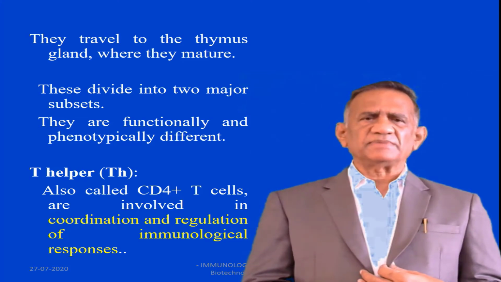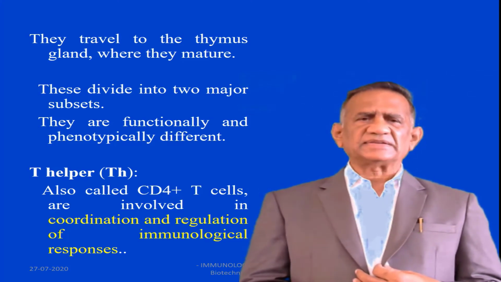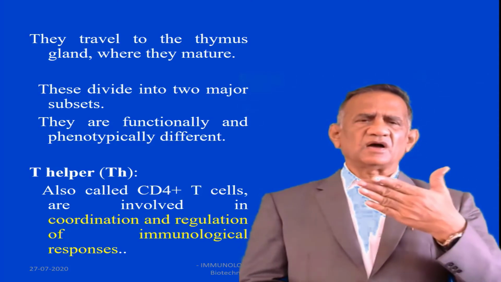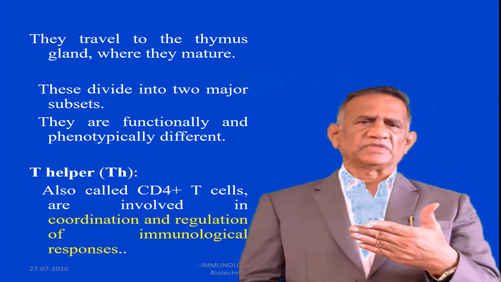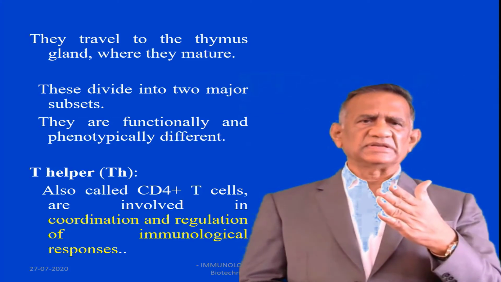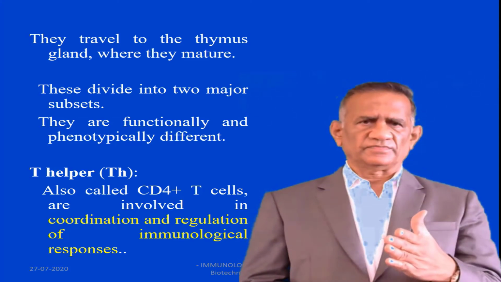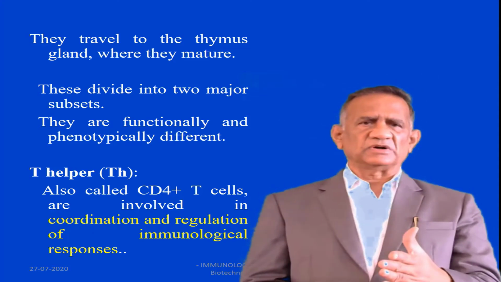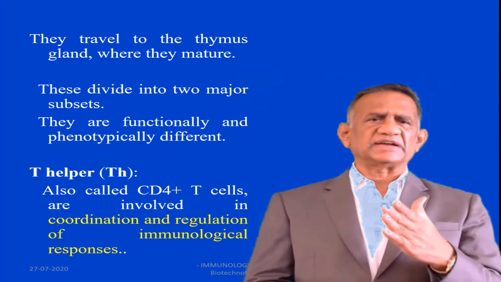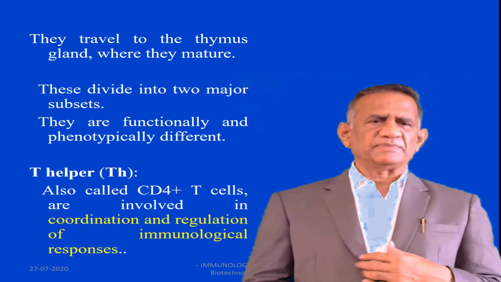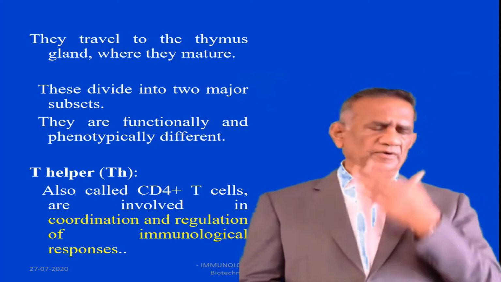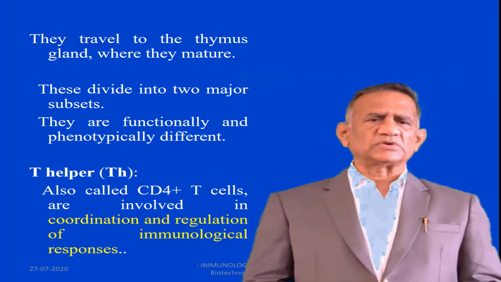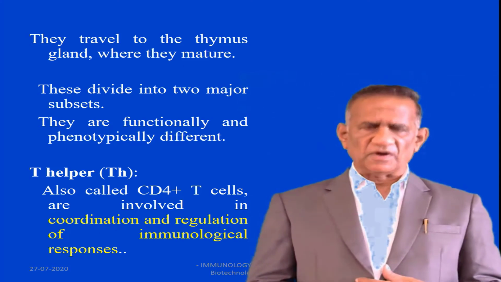Maturation is nothing but activation. They get activated upon encountering self-antigen presented along with the MHC molecules. If the T cells ignore the self-antigen presented by MHC molecules, such T cells get mature. Like that, T helper cells, also called CD4 T cells, are involved in the coordination and regulation of the immunological response.